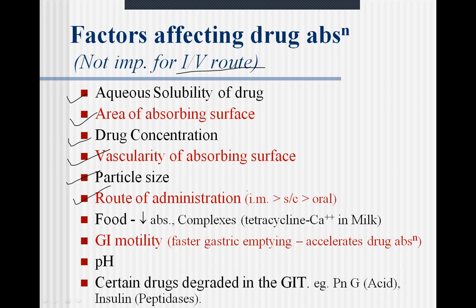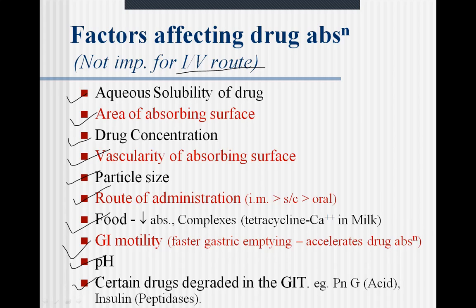Then the route of administration, whether we are giving the drug by the intramuscular route, the subcutaneous route, or the oral route. Then with food, there are certain drugs or certain components in the food that tend to form complexes with the drug, such as calcium in milk that forms a complex with tetracycline. Another important aspect is GI motility. If there is faster gastric emptying, that means we hasten the emptying of the stomach, it accelerates drug absorption. Ionization and pH: acidic drugs or basic drugs require specific media to be absorbed.